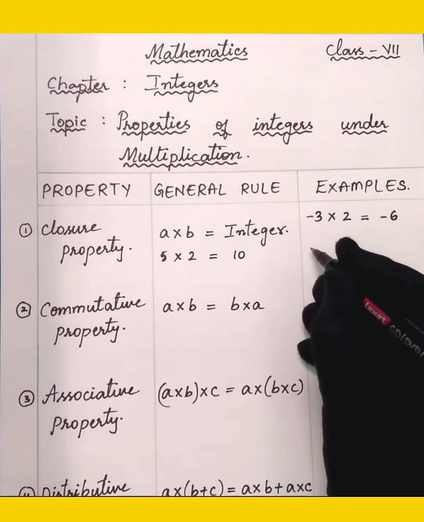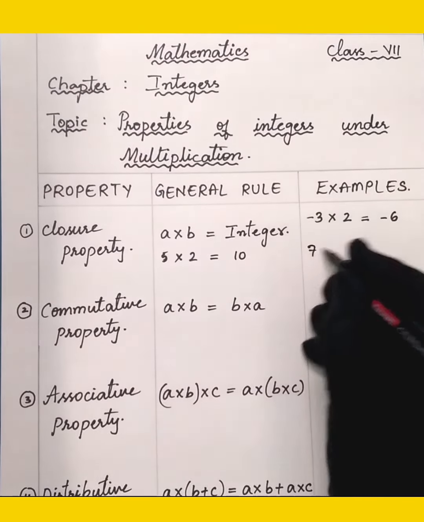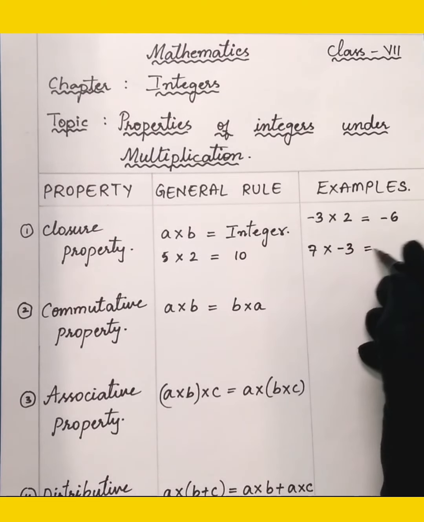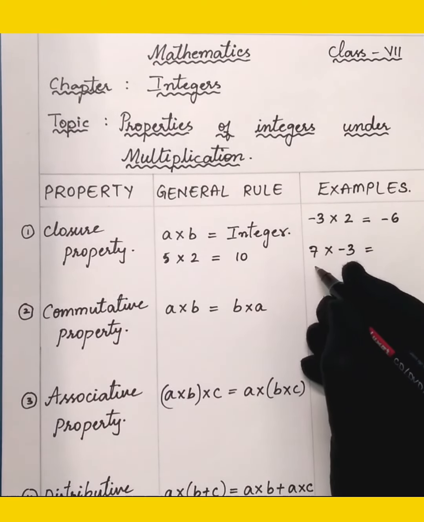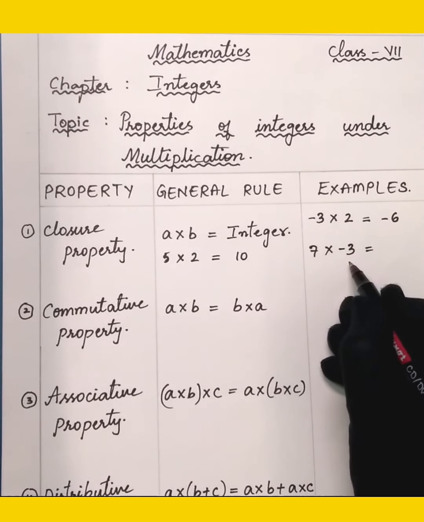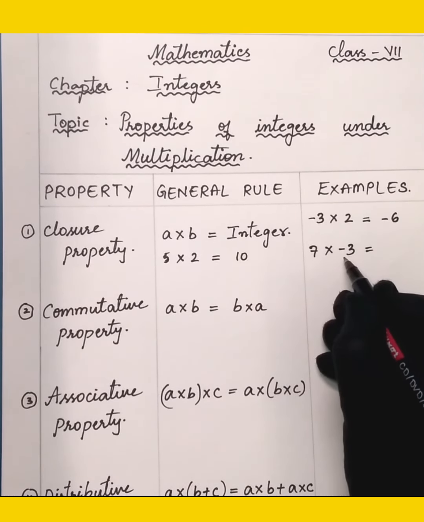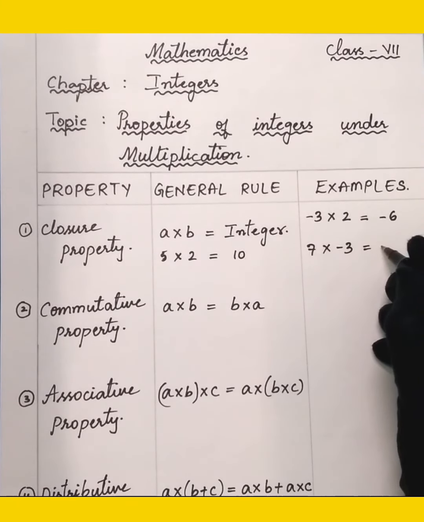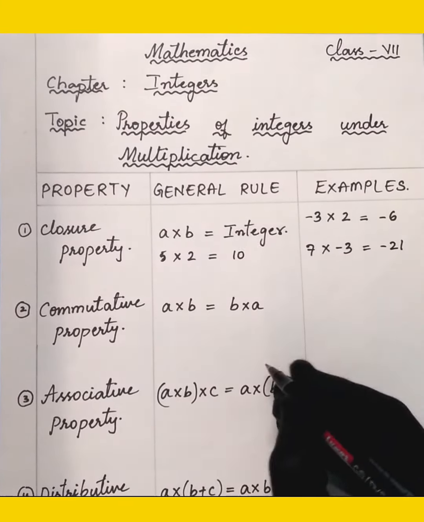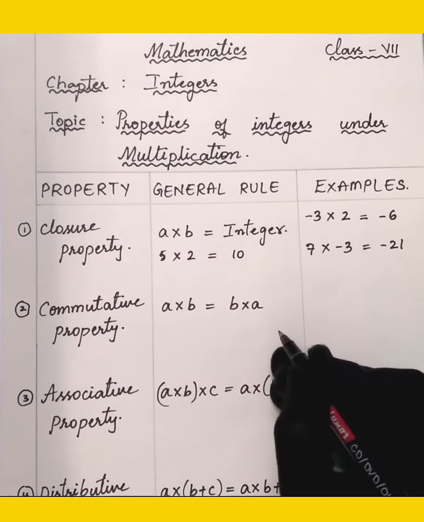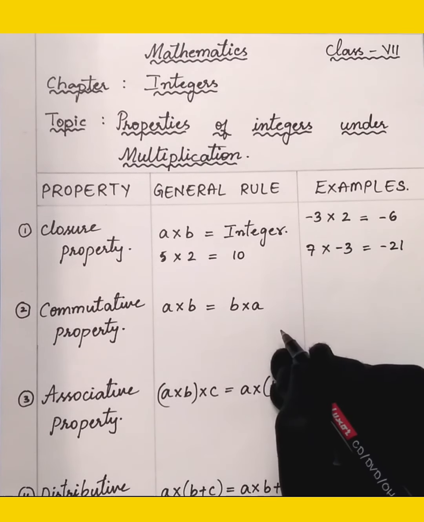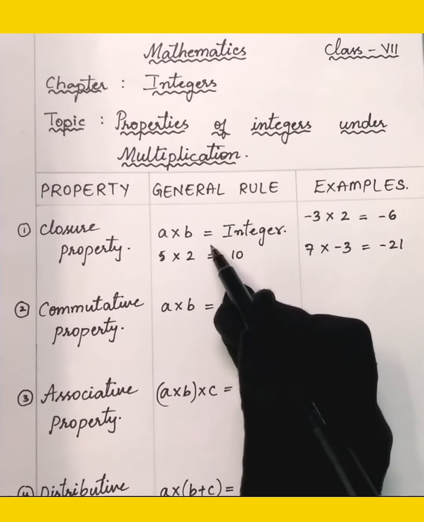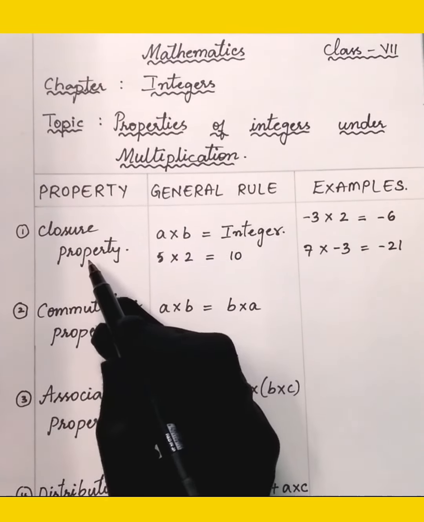Let's take one more example. 7 into minus 3. 7 is an integer and minus 3 is also an integer. When you multiply these two integers, what do we get? Minus 21. Minus 21 is also an integer. So that means all the integers follow the closure property.